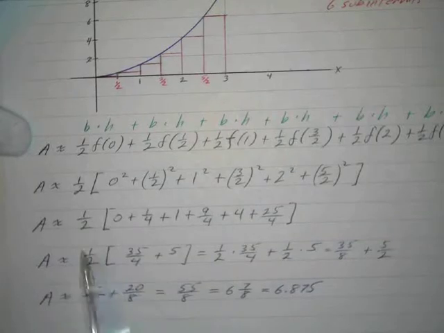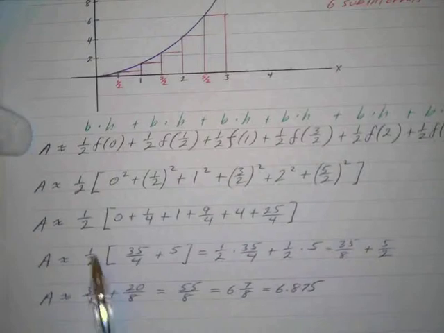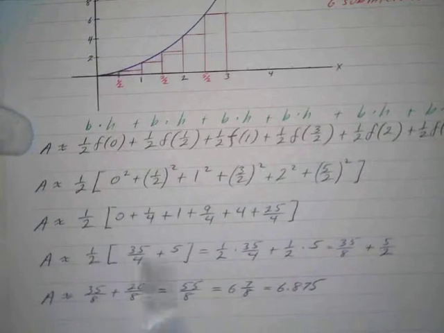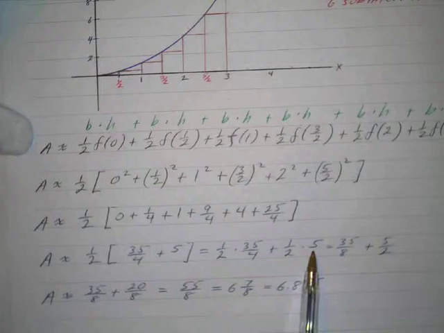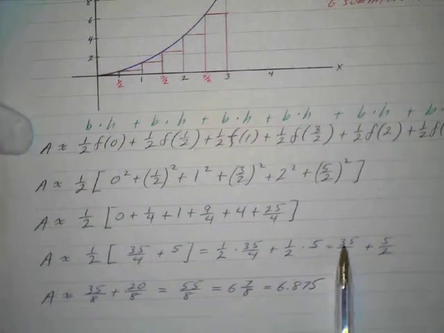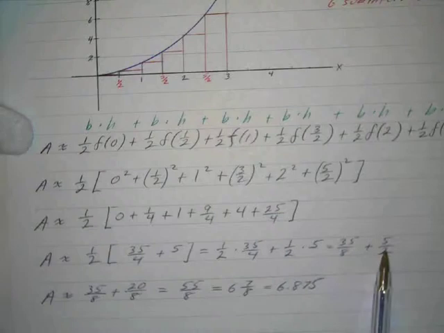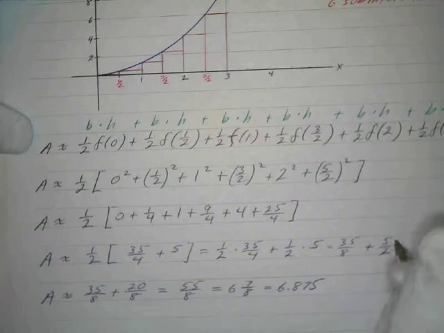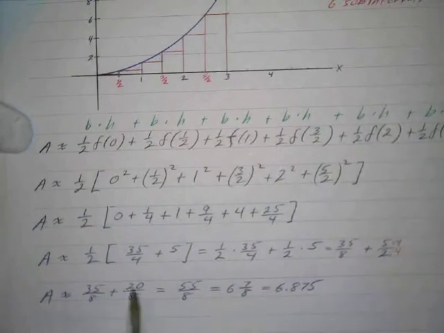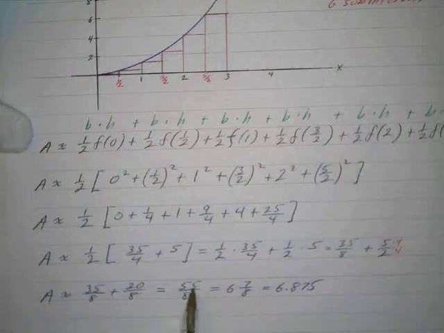So there's lots of ways to do this. I just use the distributive property. This is 1 half times 35/4 plus 1 half times 5. And that ended up being 35/8 plus 5 halves. And I want to add these fractions, so I put them over a common denominator of 8, so I multiply the top and bottom here by 4. And I get 20/8. So 35 plus 20 is 55/8.